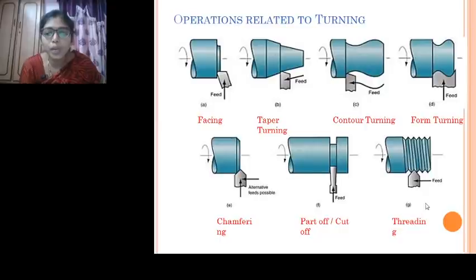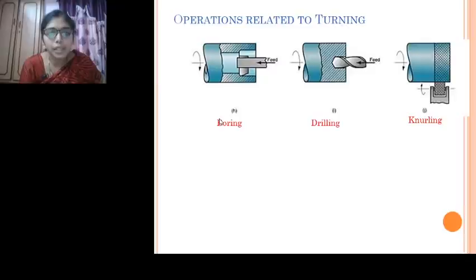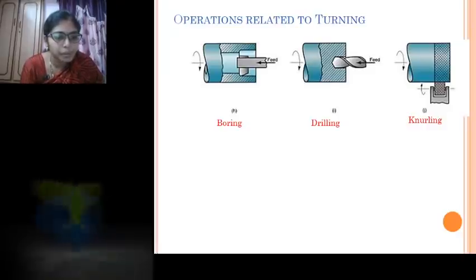Whereas threading operation is nothing but producing external threads on the surface of a cylindrical rod. Right? There are other operations. Before going to these operations, I want to show you a video.